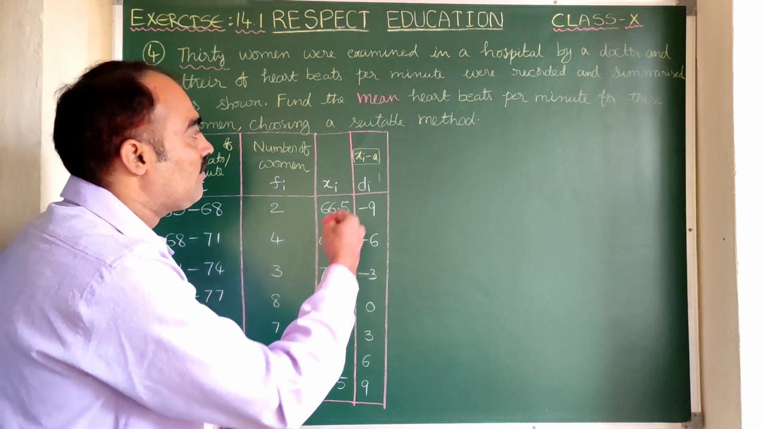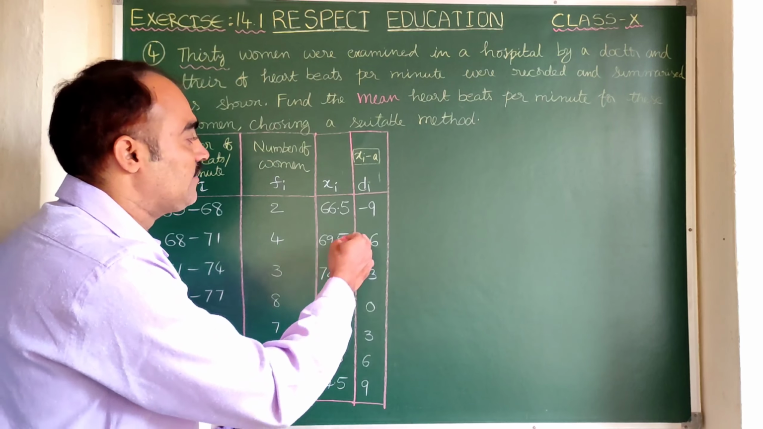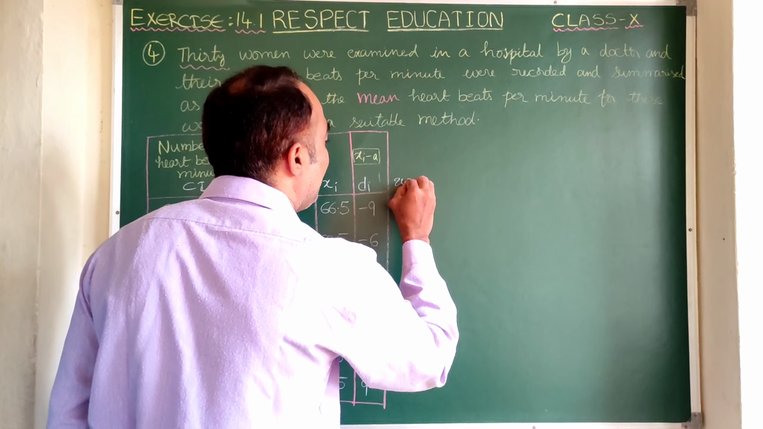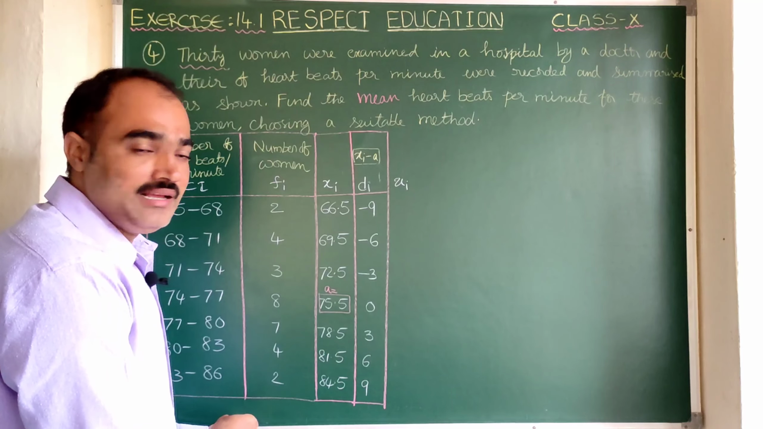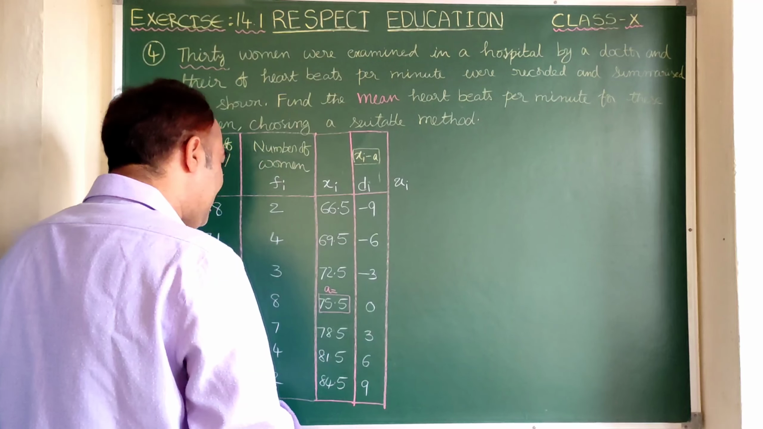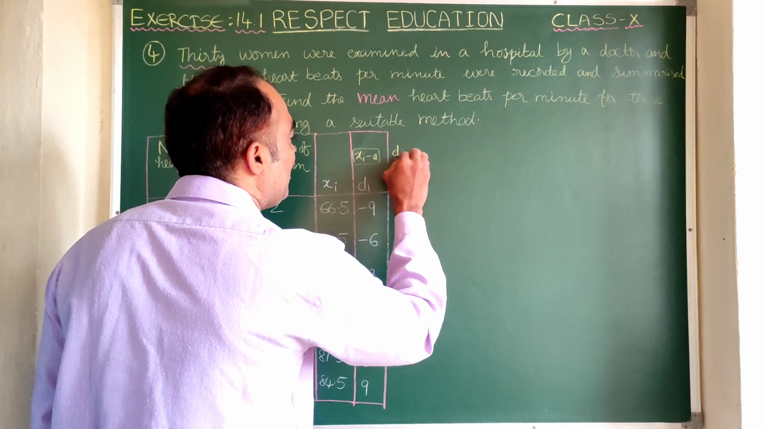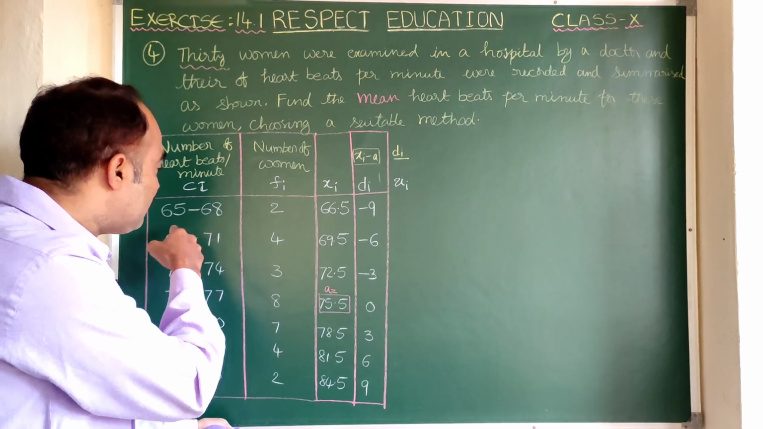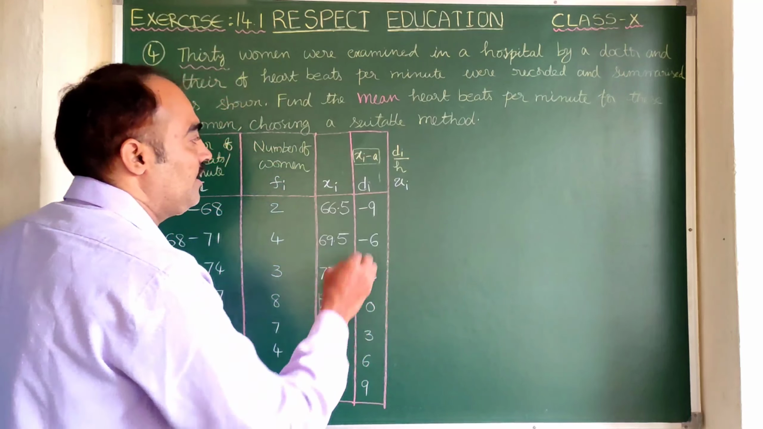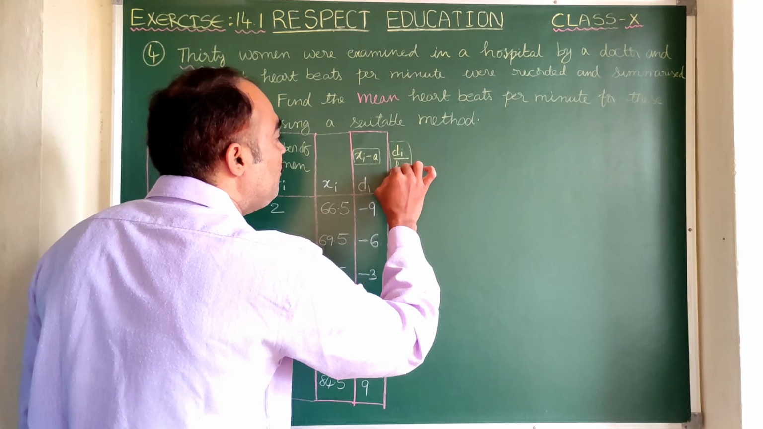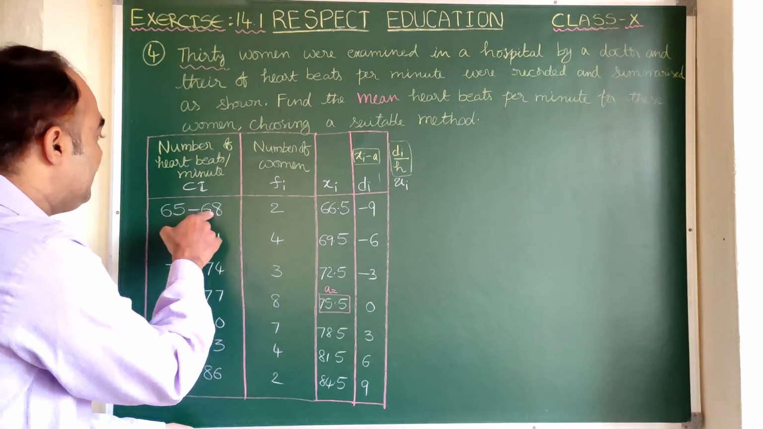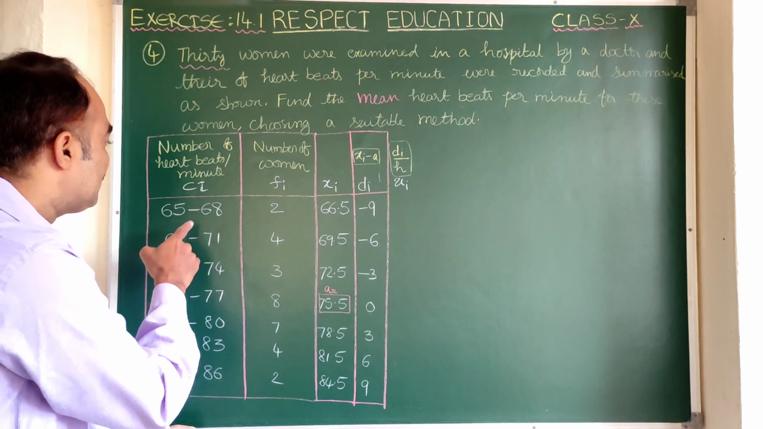Clear? But earlier we have done one problem in the assumed mean method. So let us try this one in the step deviation method. Here we are going to find another column, ui. How to get ui here? See, di divided by the length or width of the class interval, which is called h. So ui is di by h. So here you find the difference or width of the class interval.